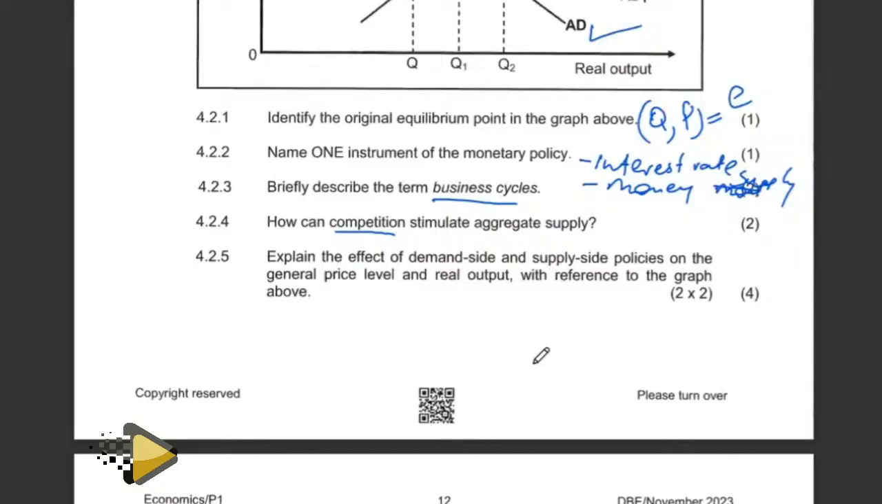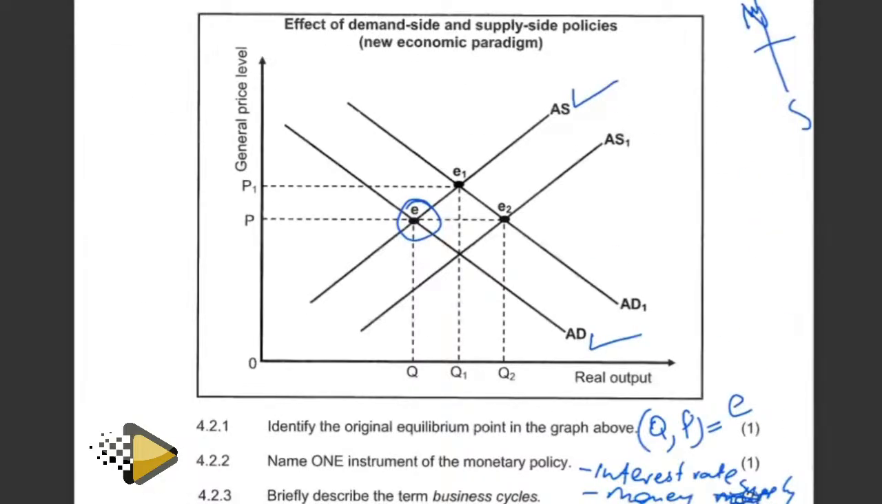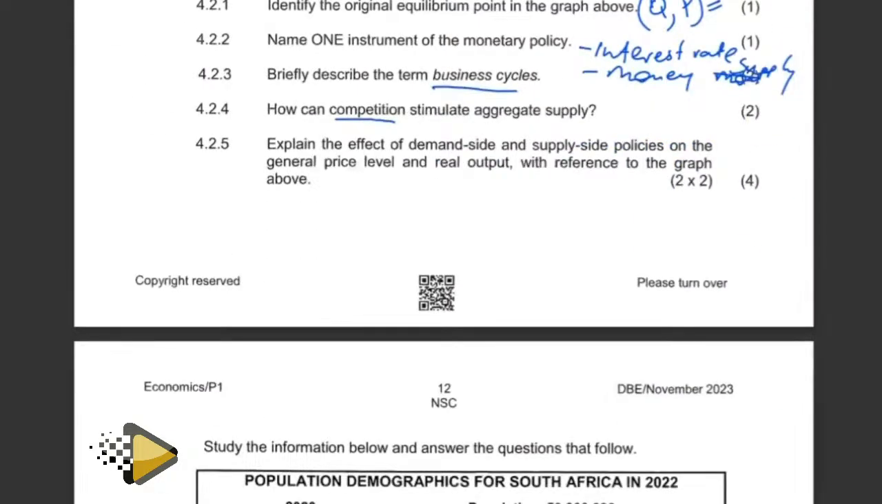So now, how can competition stimulate aggregate supply? If there is too much competition in an economy, it means that there is going to be an outward shift of the aggregate supply from AS to AS1. So the moment there is higher competition, that is going to influence an increase or the outward shift of the aggregate supply. Okay, right. Let's check our next question.